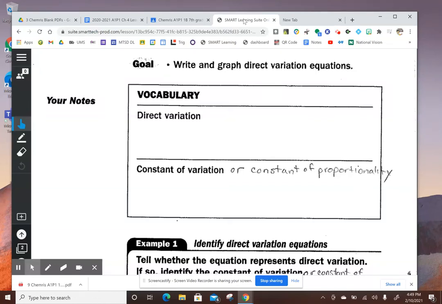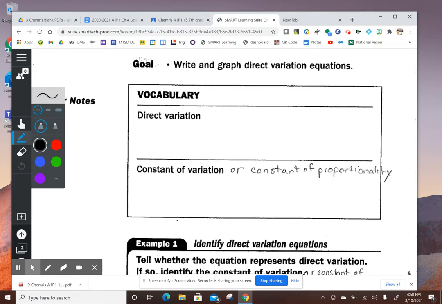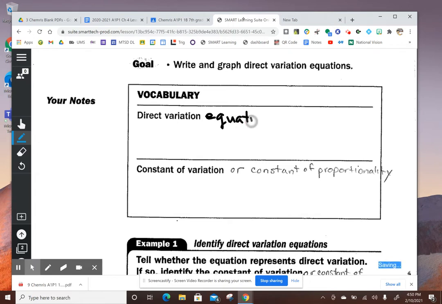Okay, so we're going to work on the new packet. This is the 4.6 to 4.7 packet, and this is page 1. And we're going to go over direct variation. Now, the direct variation equation is y equals ax, where a is the constant of variation.